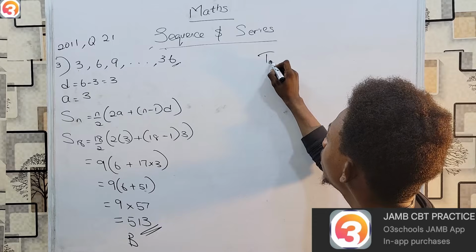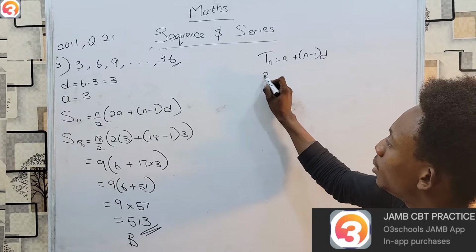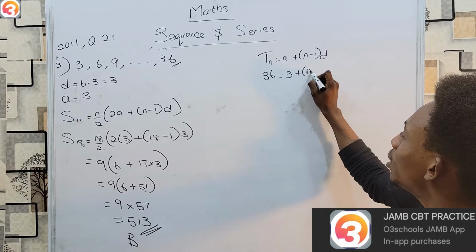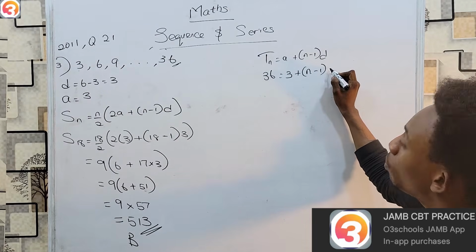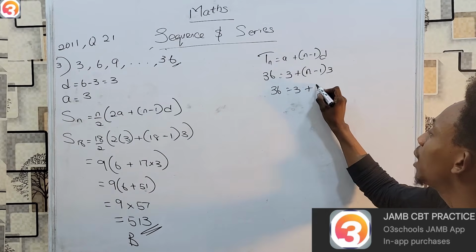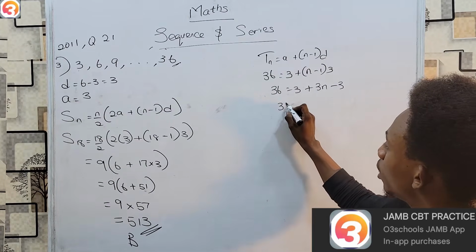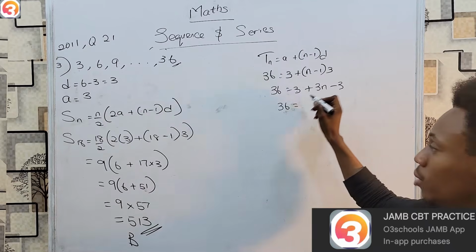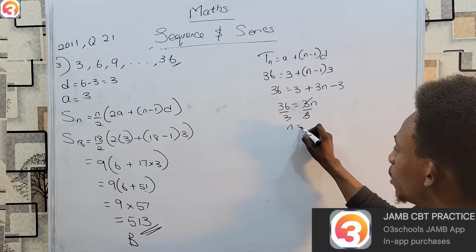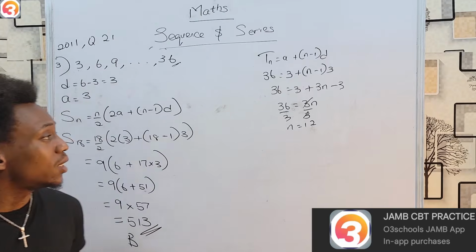I could say Tn equals a plus n minus 1 d. I want to find, knowing that 36 is a term, it starts with 3, what position 36 occupies. Here is 3. 36 equals 3 plus 3 times n, which is 3n, 3 times minus 1 is 3. So 36 equals 3 minus 3, 0. Yes, 3n over 3 over 3. N is 12. And that is a place where a lot of students will easily make mistakes.